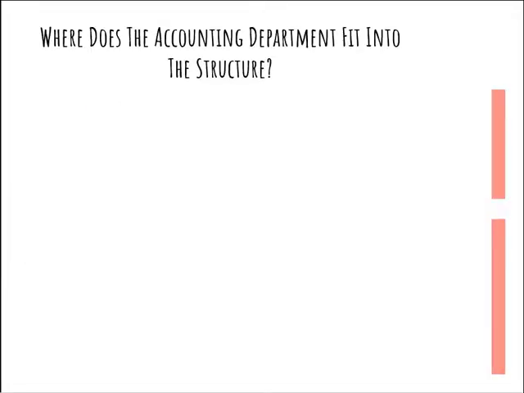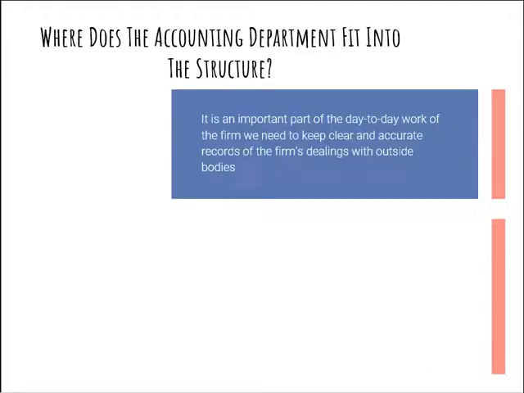So now let's proceed to where the accounting department fits into the structure. The accounting department is one of the specialized departments set by the firm and will be headed by a chief accountant or finance director. Within the department, there will be a specialization into sections in a scalar chain of authority.